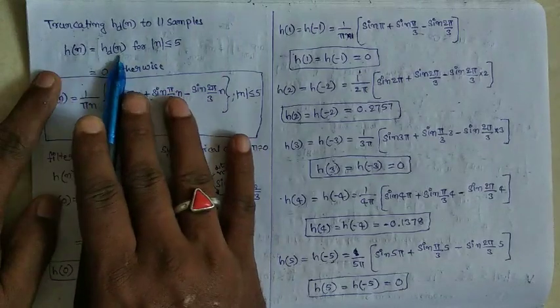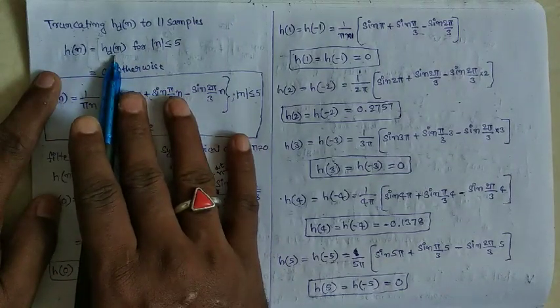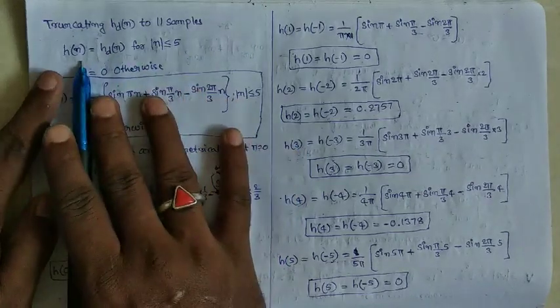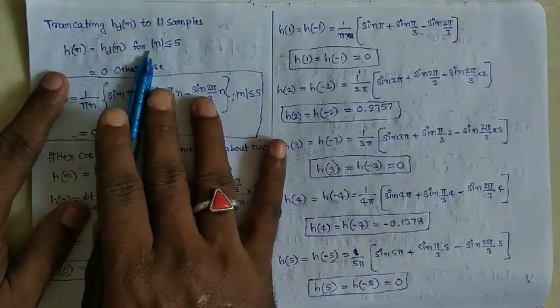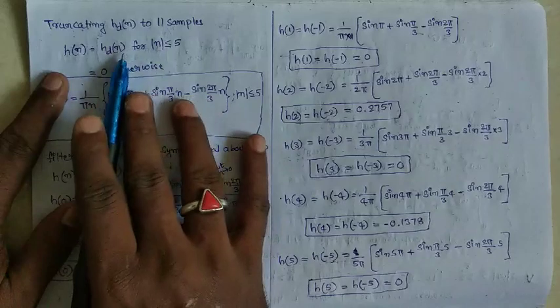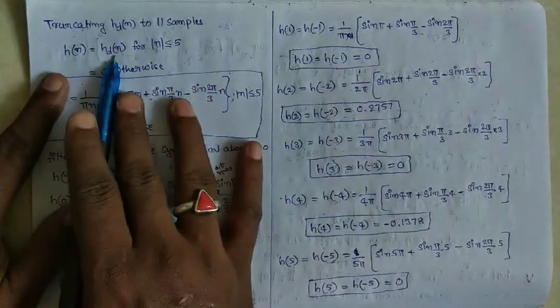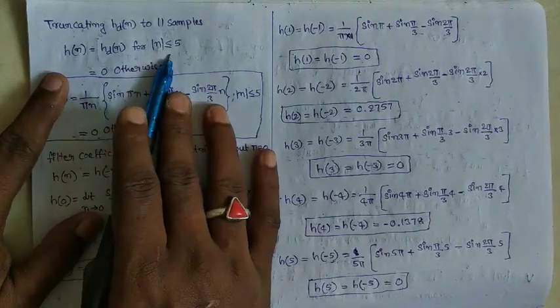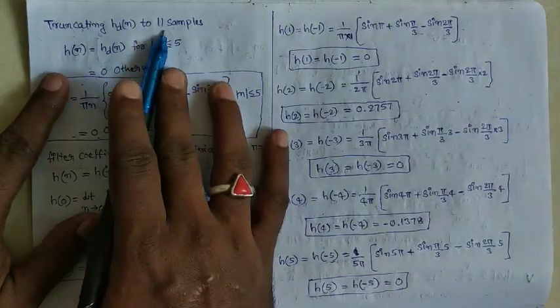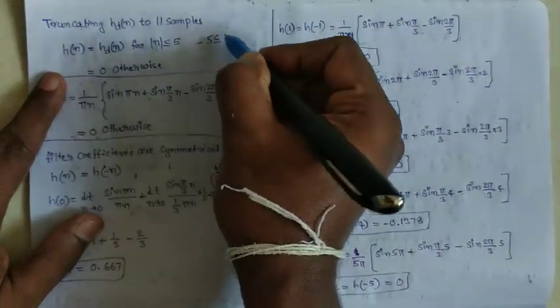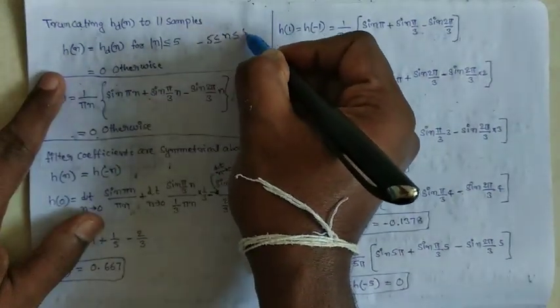Here hd of n is a symmetrical impulse response. It is symmetrical about n is equal to 0. Here we are taking h of n for capital N samples. h of n is equal to hd of n for mod n less than or equal to 5. This means minus 5 less than or equal to n less than or equal to 5.